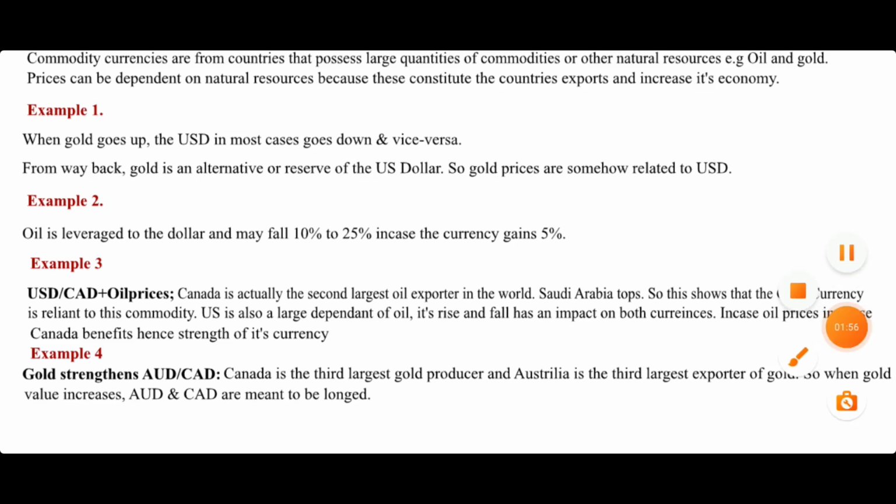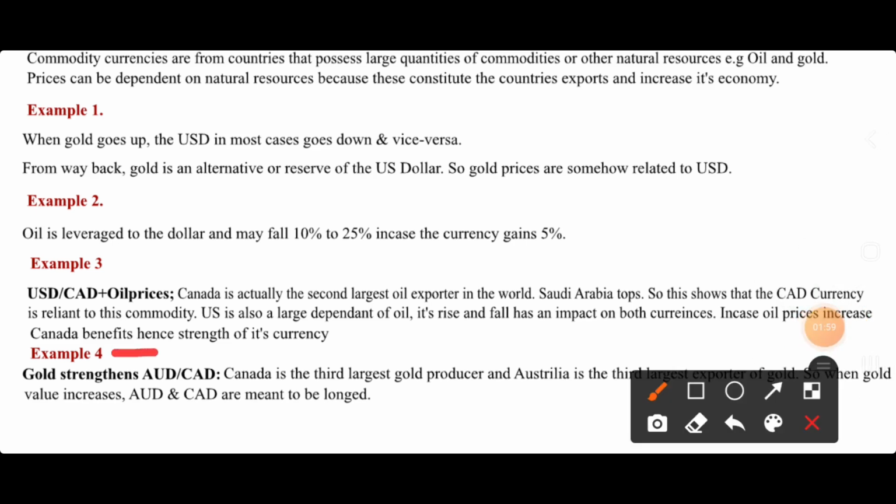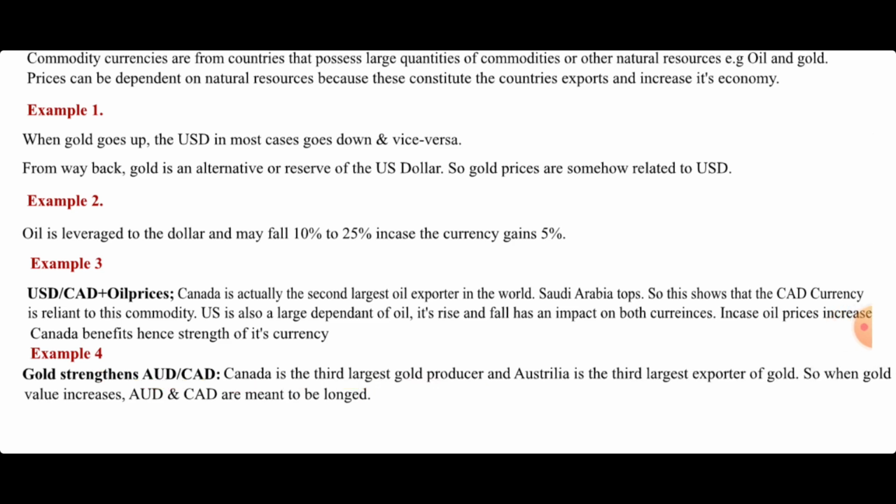So let's give the final example, which is 4. We see gold strengthens AUD and CAD. Canada is the third largest gold producer, and Australia is the third largest exporter of gold. So when gold value increases, of course, the AUD and CAD are meant to be strong. You can buy them. Where you find the AUD being the base or the quote currency, there you can sell it if you see that the gold value is really high. So that's how you can also trade this.